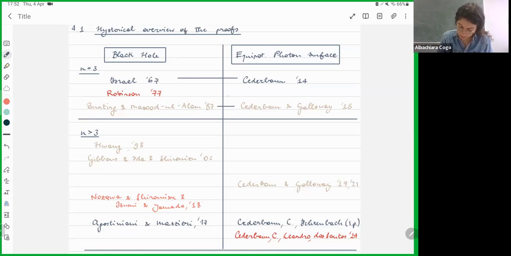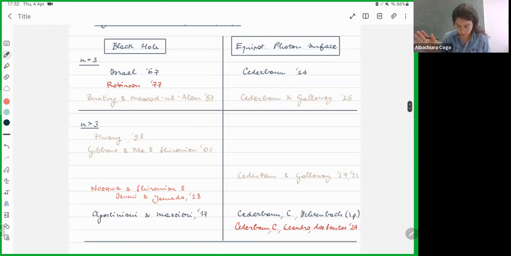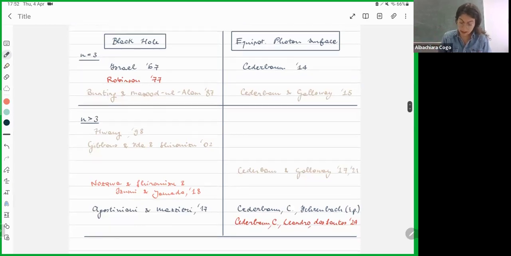The Israel proof has been adapted by Cederbaum to photon spheres, but I'm going to include everything in this table. Then the static horizon case has been proven by Robinson in 3 dimensions, which is the one we are inspired by for the higher dimensional case, and then by Bunting and Masood-ul-Alam in '87.